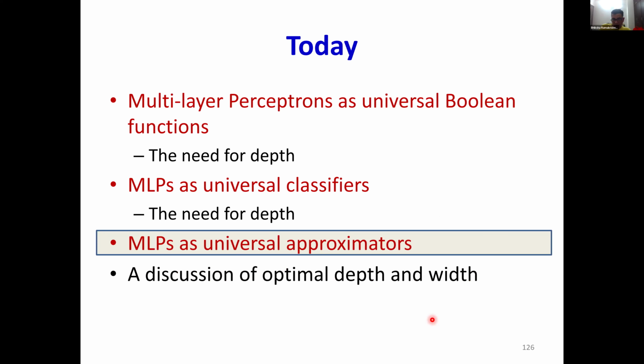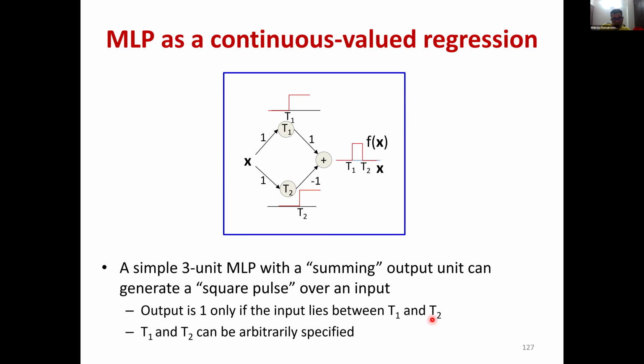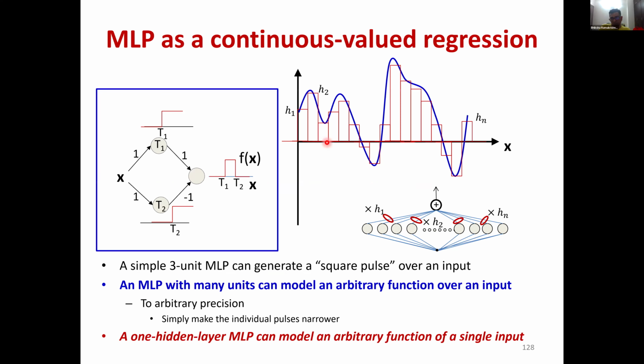But that's for classifiers. What about arbitrary functions, real-valued functions? We've already seen that if I have a function of just one variable x, I can compose a little network which computes this pulse. Then if you give me an arbitrary function of this kind, I can decompose the axis into many little regions, compute a little square step within each region, and then scale it up and compose the function to arbitrary precision. So we know that a one hidden layer MLP can model an arbitrary function of a single input. But if you want it to be extremely precise, the number of neurons is going to be very large. But this is for a function of a single variable.